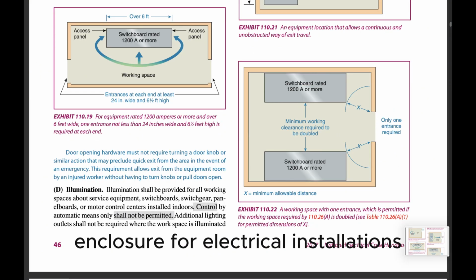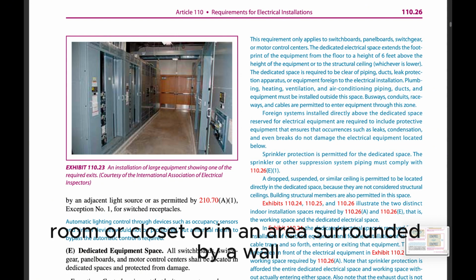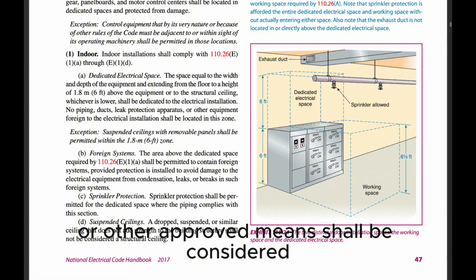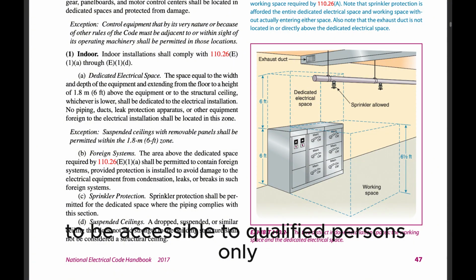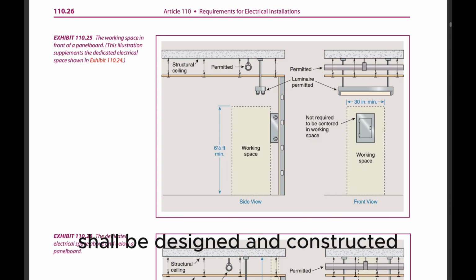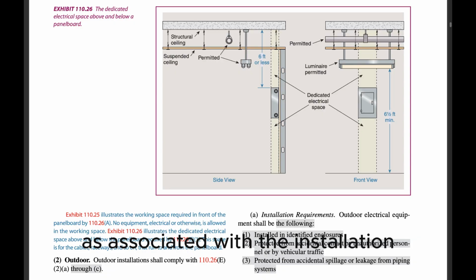110.31 Enclosure for electrical installations. Electrical installations in a vault, room, or closet or in an area surrounded by a wall, screen, or fence, access to which is controlled by a lock or other approved means, shall be considered to be accessible to qualified persons only. The type of enclosure used in a given case shall be designed and constructed according to the nature and degree of the hazard associated with the installation.